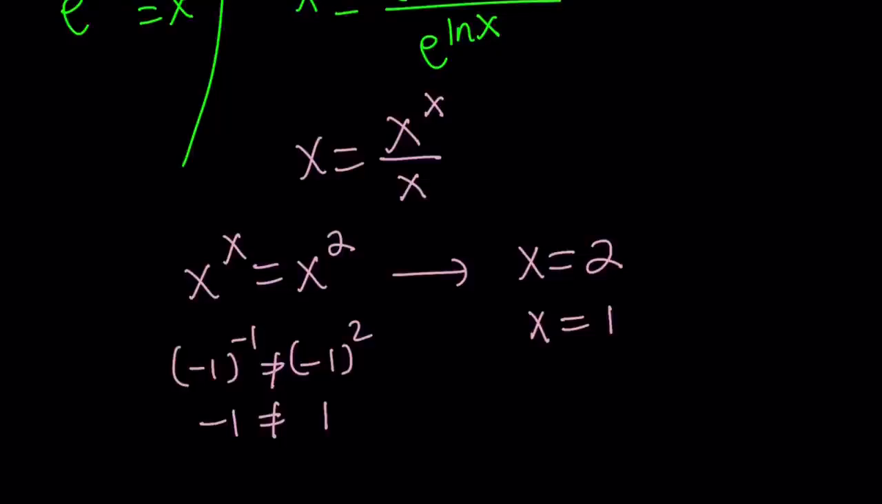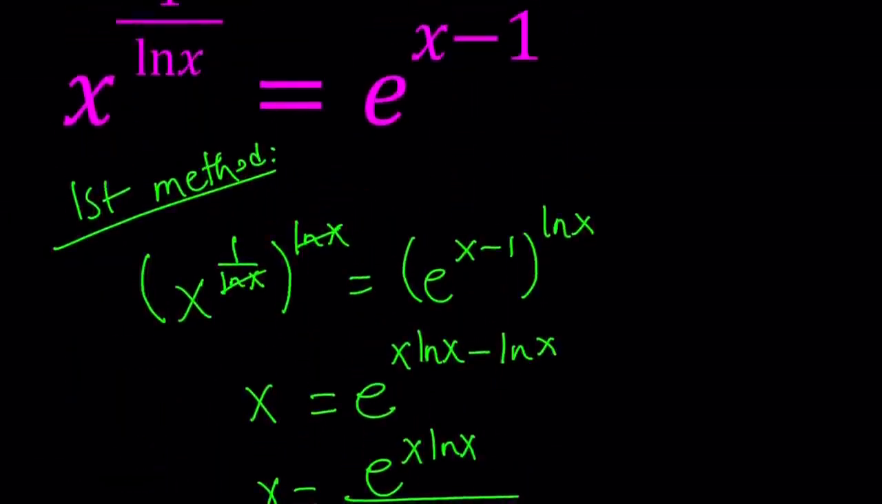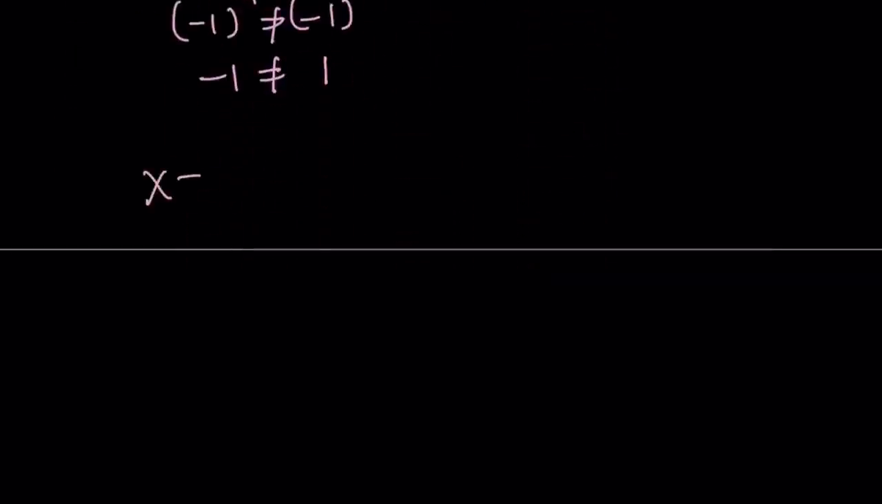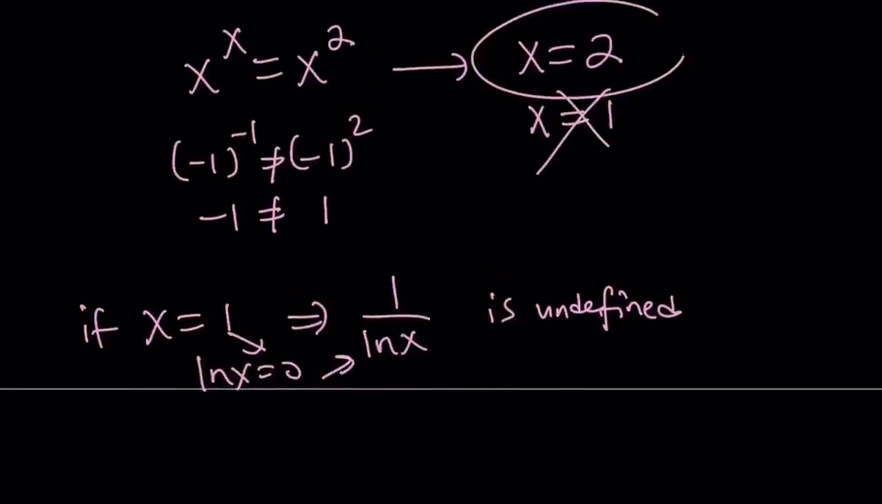So it looks like I got two solutions, and my domain said x is greater than 0, right? So everything looks good, except for the fact that at the very beginning, in our original equation, we had 1 over ln x. Now, if x is equal to 1, then 1 over ln x becomes undefined, because ln x becomes 0, right? And this becomes undefined. Therefore, we can't take x equals 1, which means we only have one solution, x equals 2 from here.